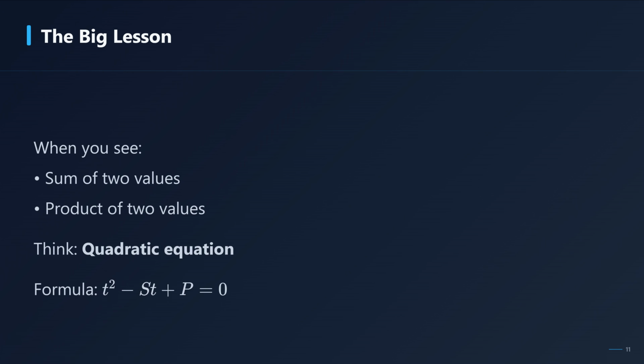Here's the takeaway. Whenever you're given the sum and product of two unknown values, don't immediately jump to substitution. Recognize the pattern. Those two pieces let you build a quadratic equation directly. Use t squared minus st plus p equals 0, where s is the sum and p is the product.